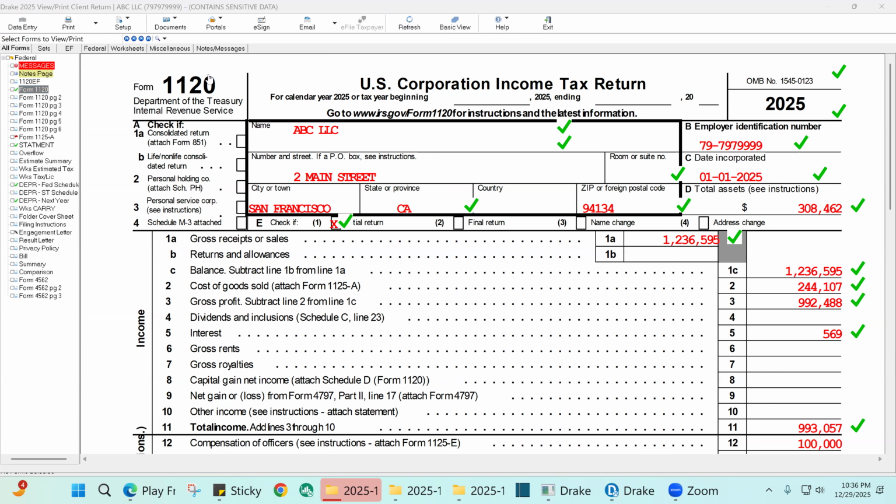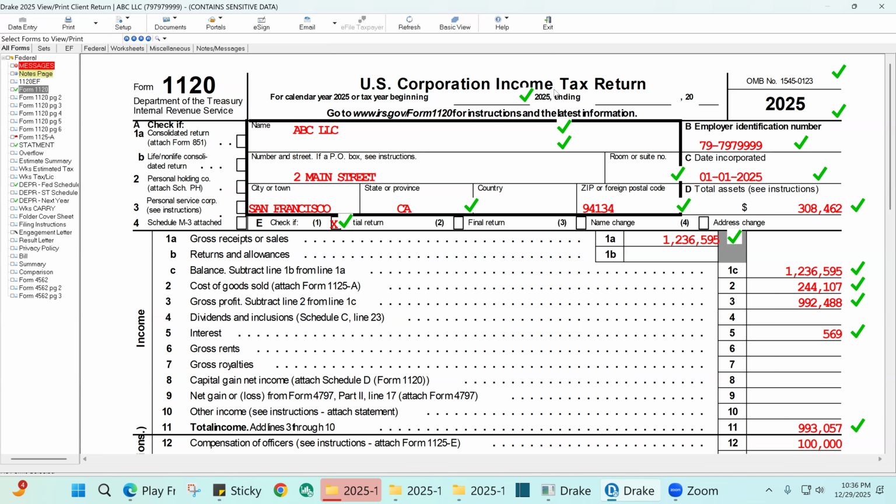Now, in the far left corner at the very top, that shows you 1120. That's the first time in this training you see 1120. Yesterday and the day before, you saw 1120S, S as in Sam. That's S corporation. Now, this is the U.S. corporation tax return. Do you see it? It did not say S corporation. This is a C corporation. C like cat.